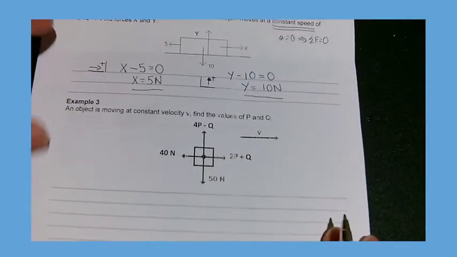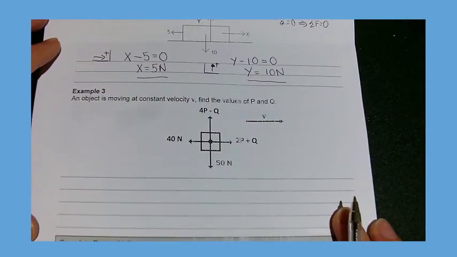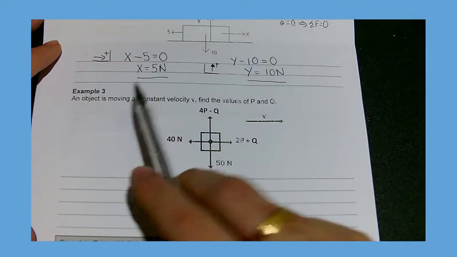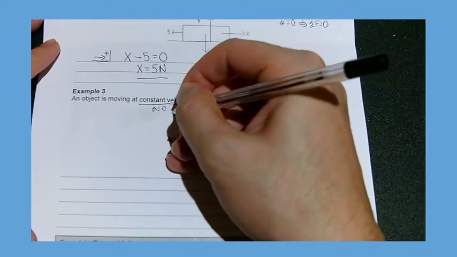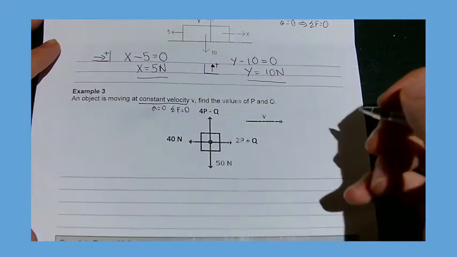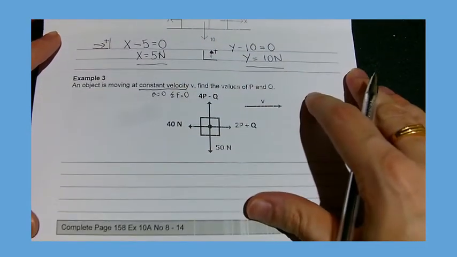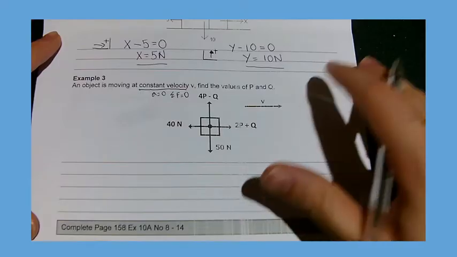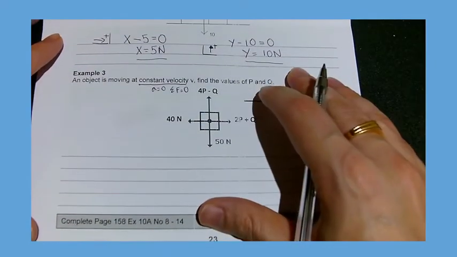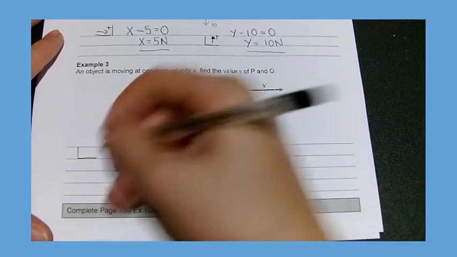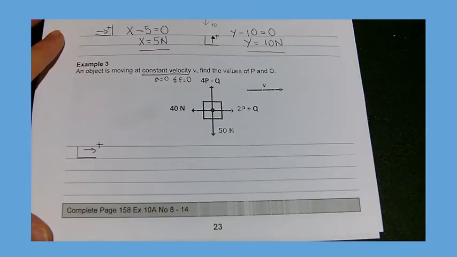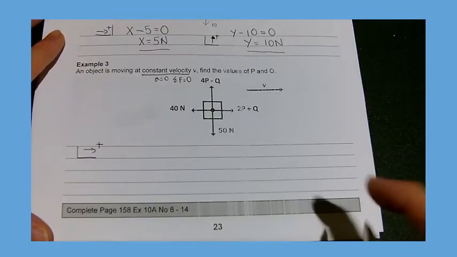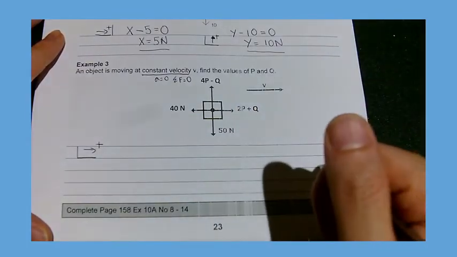Now the situation gets a bit more complicated here. Again, the object is moving at constant velocity, which means acceleration is equal to 0, which means there is no resultant force horizontally or vertically, and therefore we need to find the value of P and Q. I'm going to use the same technique as in question 2: resolve horizontally and vertically. If I take right to be positive, then any force in that direction is positive, any force in the other direction will be negative.